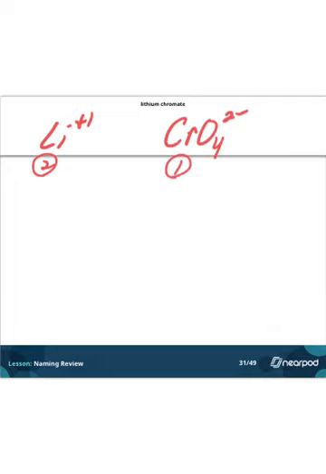Okay. Lithium chromate. Lithium is a +1. It's in group 1. It only forms a single type of ion. And chromate is one of the polyatomic ions, CrO4, and that's a double minus. So I'm going to need 2 lithiums for every 1 chromate. So Li2CrO4.